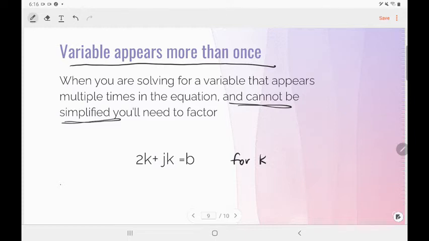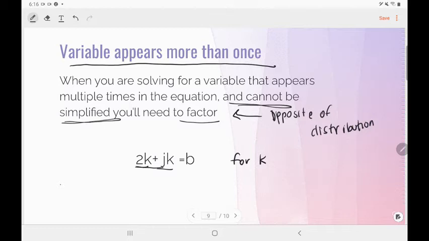But if I look at this equation right here, 2k is not combinable with 2j. I just can't. So what I'm going to do is I'm going to factor. Factoring is the opposite of distribution. What I mean by that is there is a number that I multiplied to two terms, and I'm going to undo that, and I'm going to take out that multiplication.